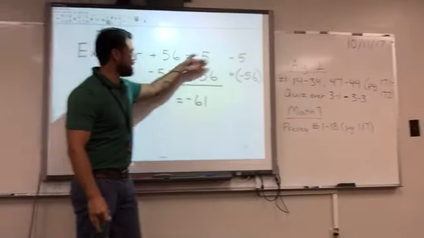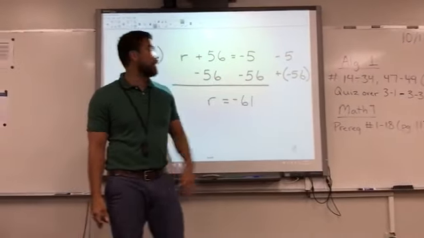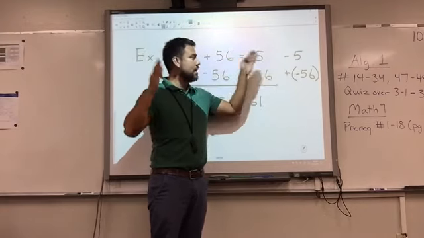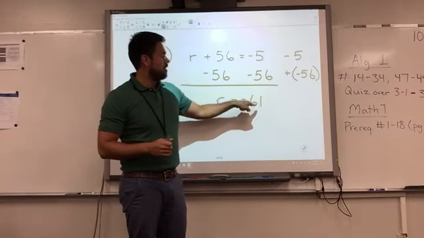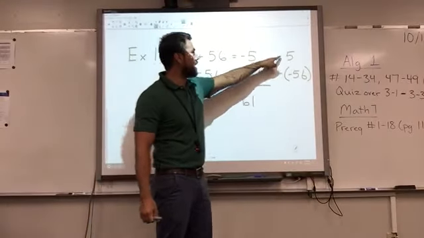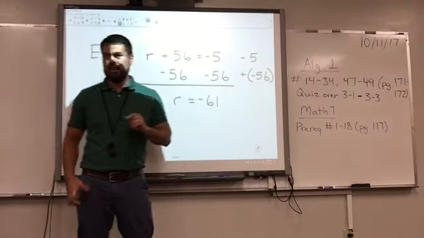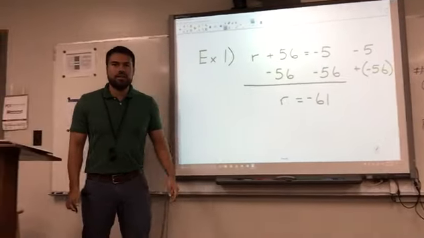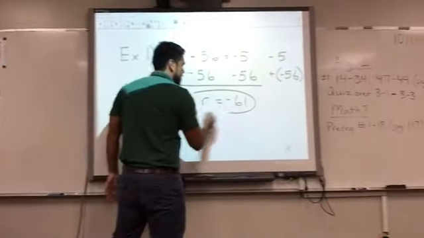Okay, are both of these the same thing? Yeah. You may like it this way. Great. You may like it that way. Fine. Both of them should get me negative 61. Yeah, there you go. Because what's a negative plus another negative? It's more negative, right? So negative 61. Do you guys see how that works?